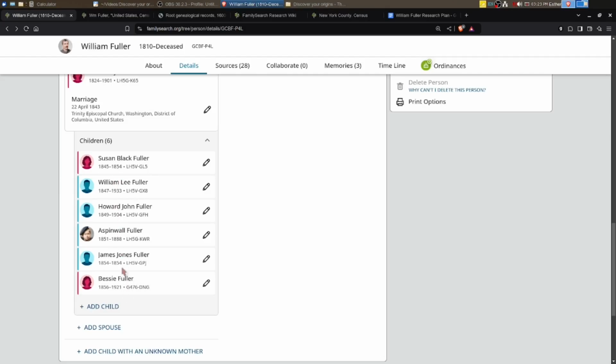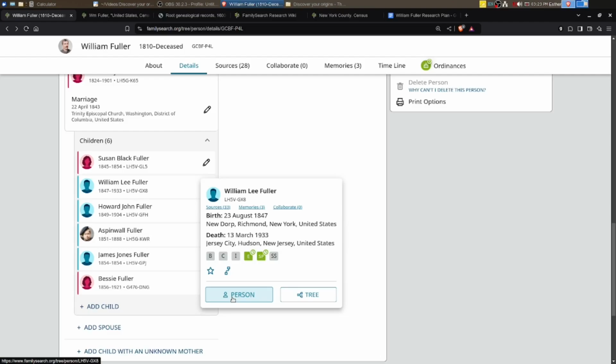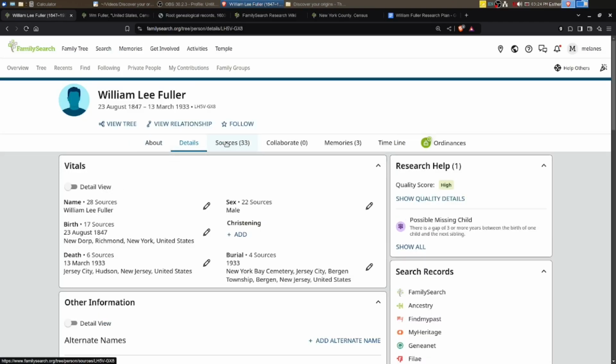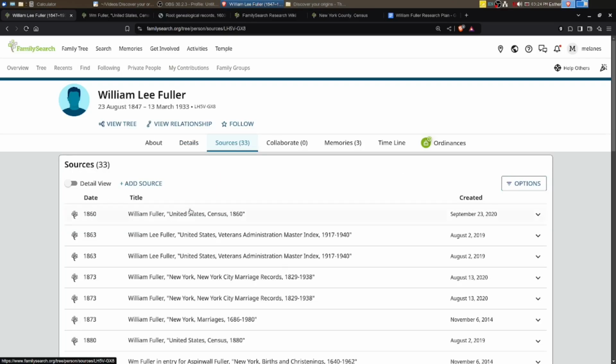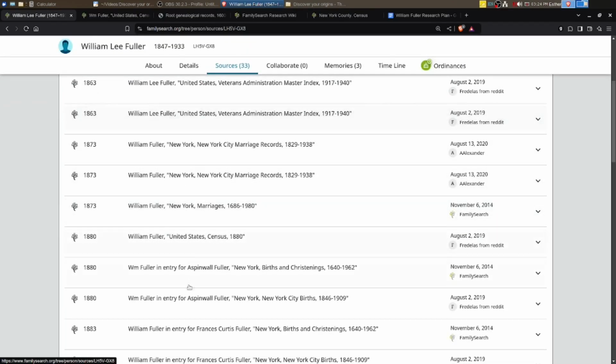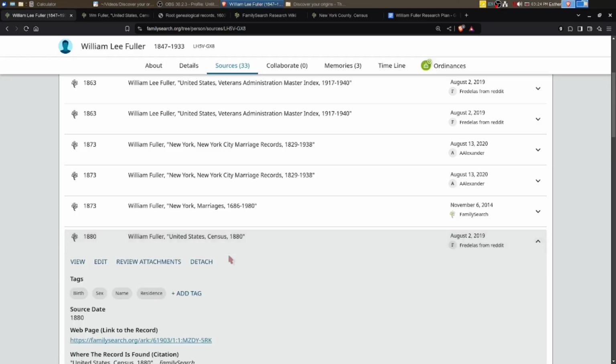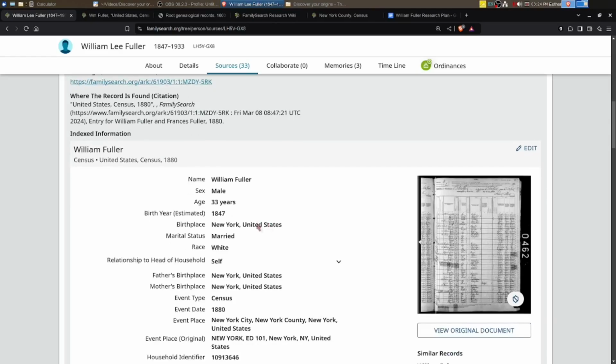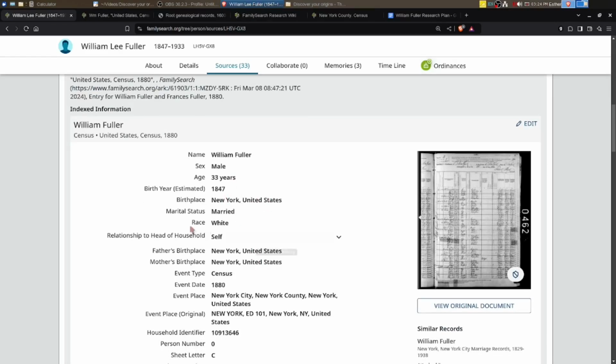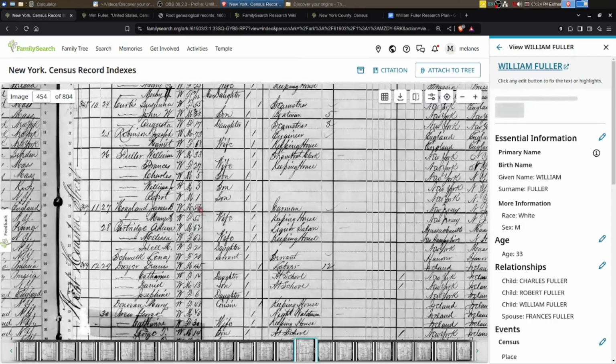A lot of these children already have census records attached to them. So we'll go here and we'll look at William Lee Fuller. And we want to focus on census records after 1860. Let's start with the 1880 census here. So here's William Fuller. And it says here in the indexed information that the father's birthplace is New York, but let's go and look at it. All right, we'll zoom in.